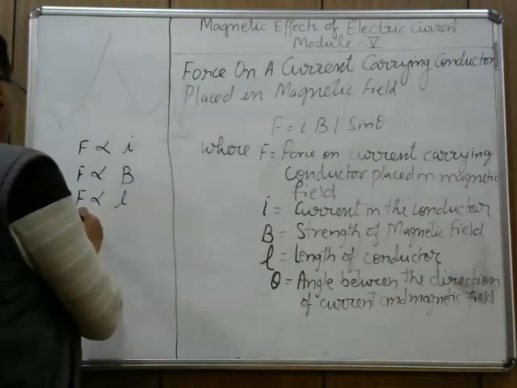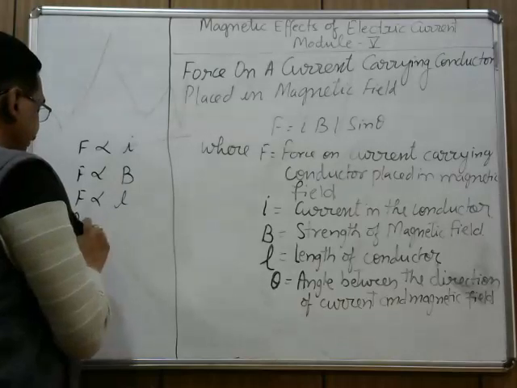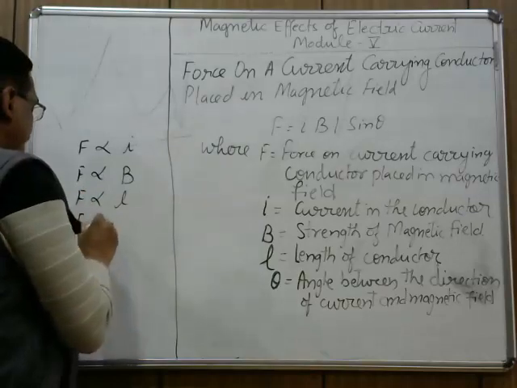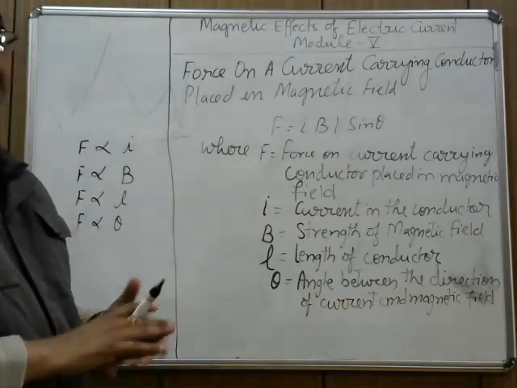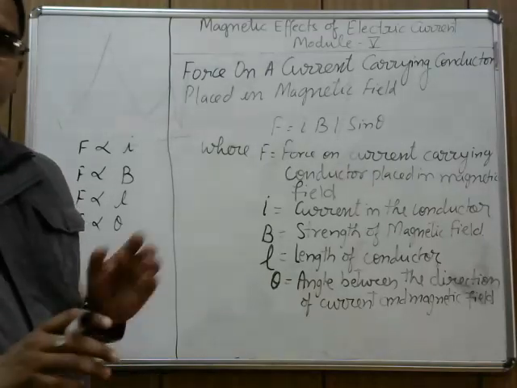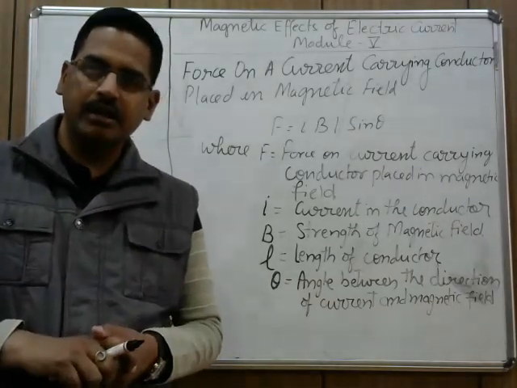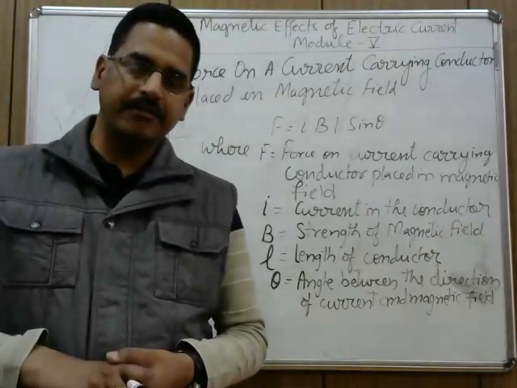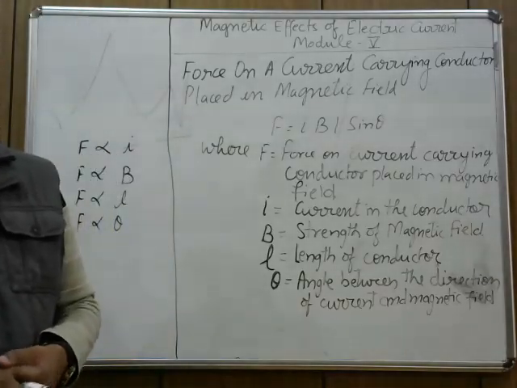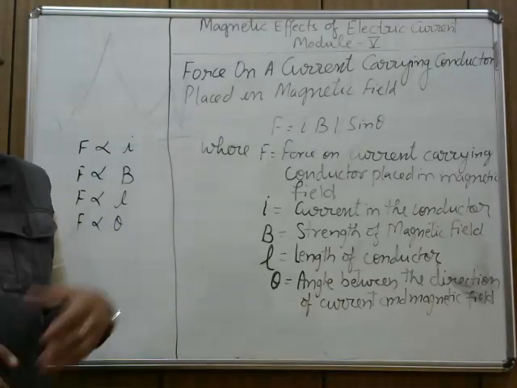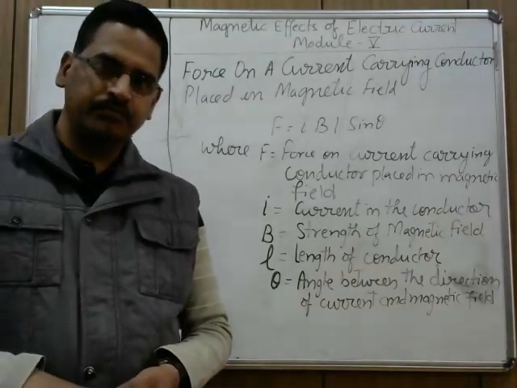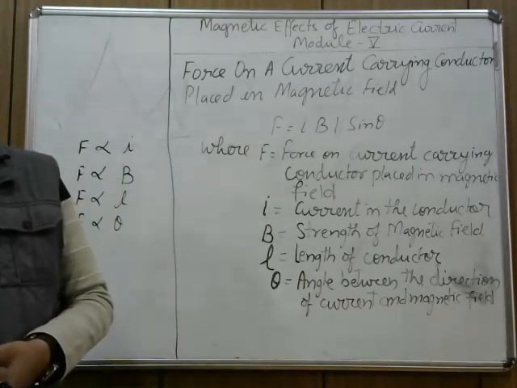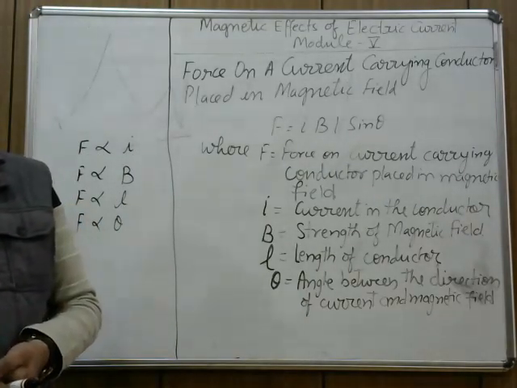Force is also directly proportional to the angle between the direction of current and the direction of magnetic field. So force depends on these four factors: amount of current, strength of magnetic field, length of conductor, and angle between the direction of current and magnetic field, and is directly proportional to all these four factors. So to increase the force, you can increase any one of or all of the four factors.